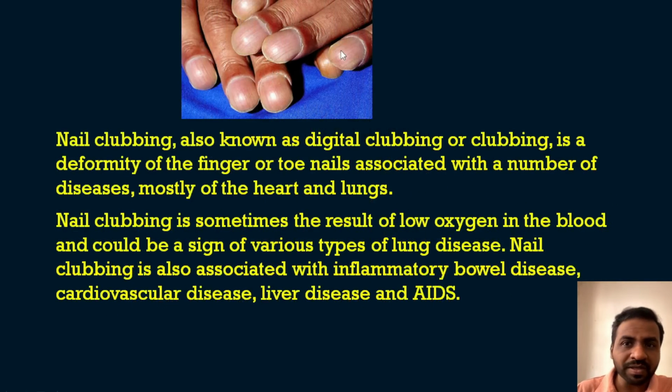Now the other options. This one you know, it is nail clubbing. You can see the picture. Nail clubbing, also known as digital clubbing, is a deformity of the finger or toenails associated with a number of diseases, mostly of the heart and lungs. These conditions occur because of low oxygen in the blood, and it could be a sign of various types of lung diseases. Nail clubbing is also associated with inflammatory bowel disease, cardiovascular diseases, liver diseases, and also AIDS. These are the conditions where we can see nail clubbing. I think that is clear for you.